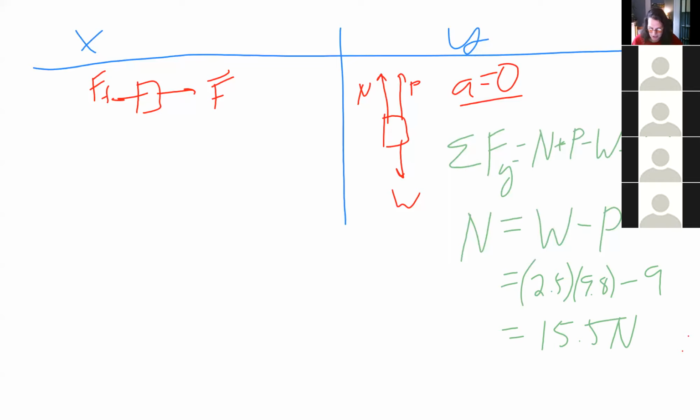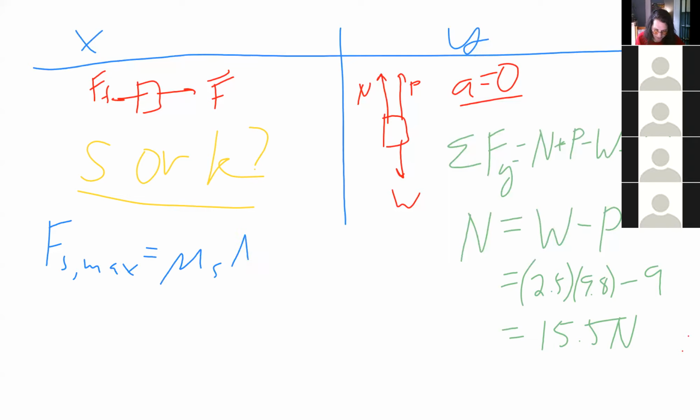Now, as I mentioned, we do not know if we have static or kinetic. And in order to determine whether we have a static friction or a kinetic friction, we need to figure out if our static friction is broken. That's another way of asking that question. So in order to figure out if the static friction is broken, we want to calculate that force of static maximum, which we know will be mu static times the normal force.